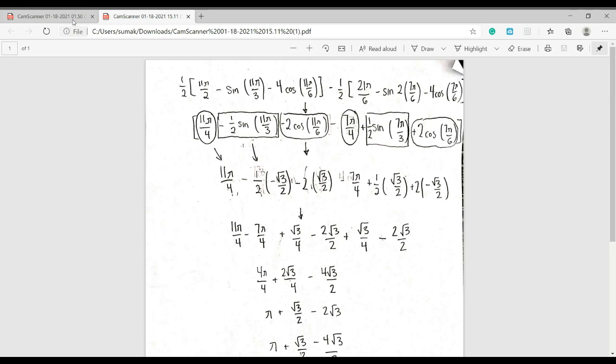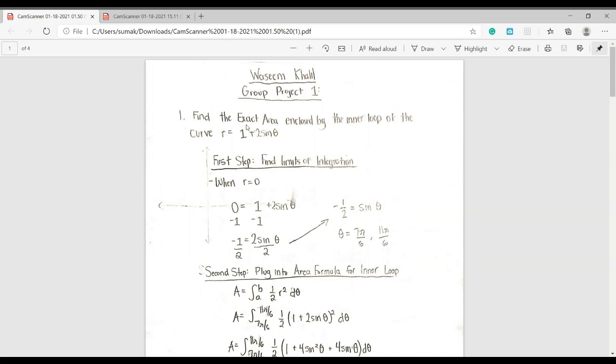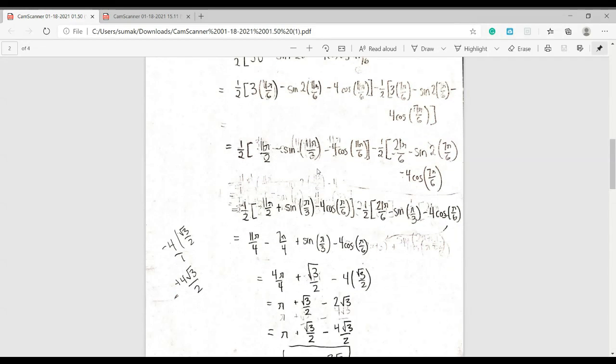All right, so this is actually still problem one, and I realized right here on this third step where we want to take the antiderivative and plug the limits of integration, I can see it may be confusing how I went from this step to this step. So what I'm going to do is go on a separate page and show you exactly how I wrote it out, how I got to that step, so it can be a little less confusing for you guys.